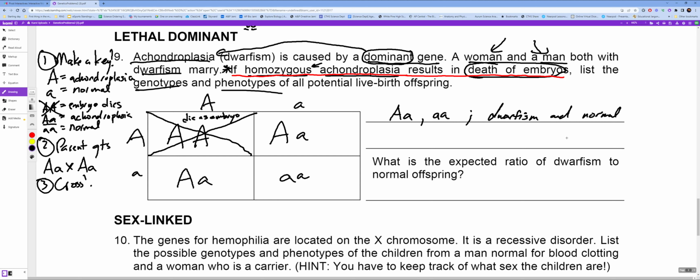Okay, what is the expected ratio of dwarfism to normal offspring? Well, to get ratios, again, we just count: 1, 2 that have dwarfism, colon, 1. So 2 to 1. Another way of putting that, of course, not what the question asked, is 2 out of 3, or 66.67%. It's another way to put it. But yes, we have to discount the big A, big A because they are never born.